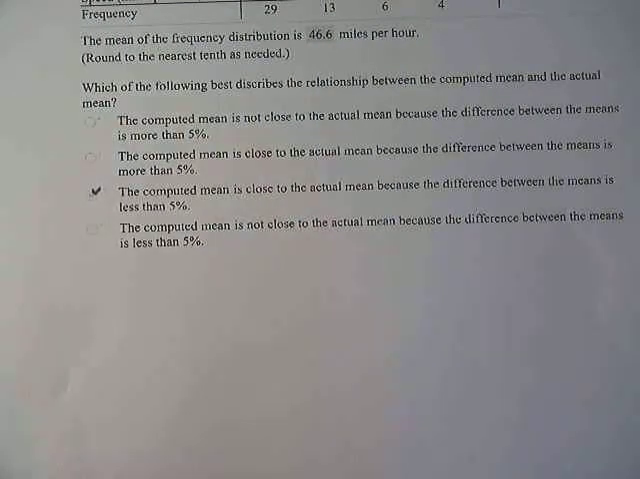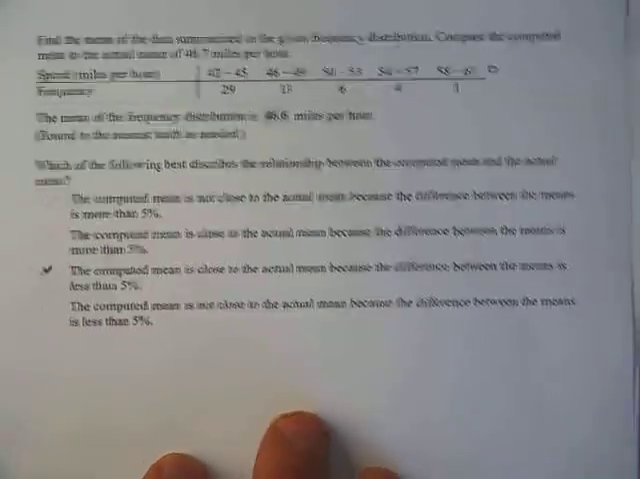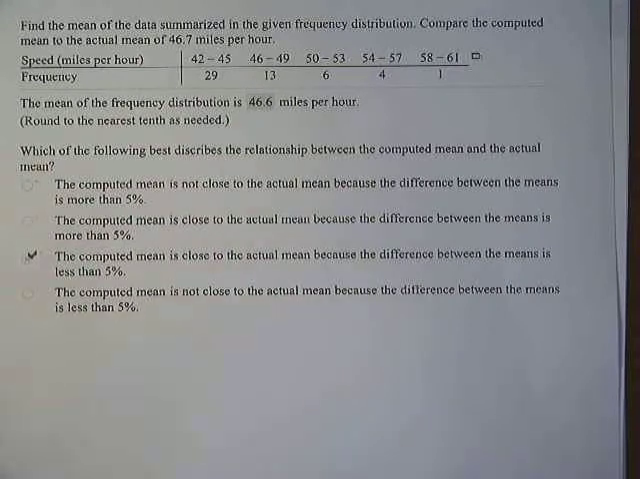And let's see, this is 3.2, number 31. And let me see what that looks like. There we go. Find the mean of the data summarized in the given frequency distribution. Compare the computed mean to the actual mean of 46.7.